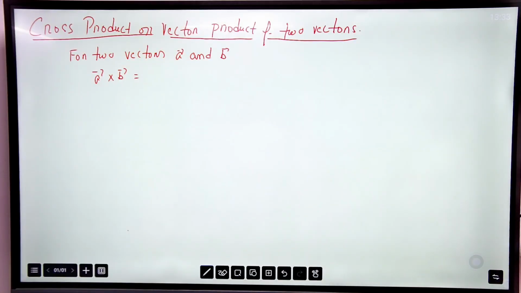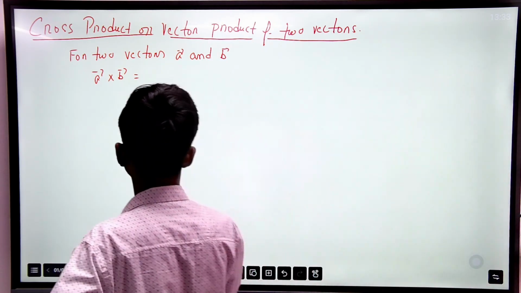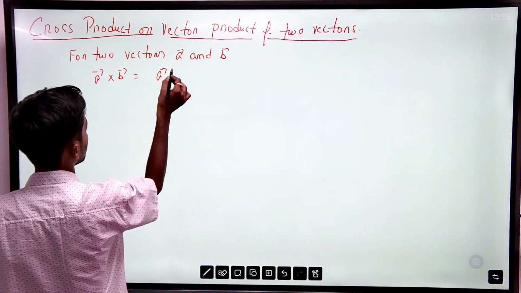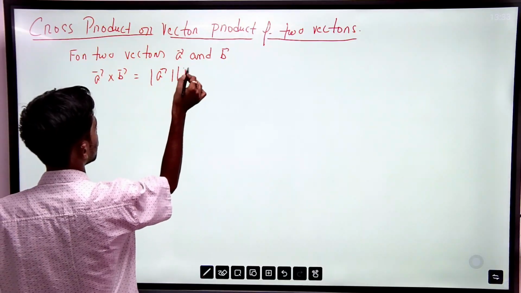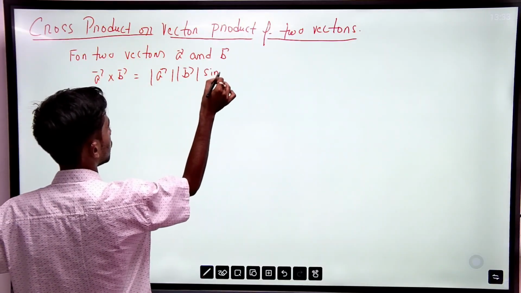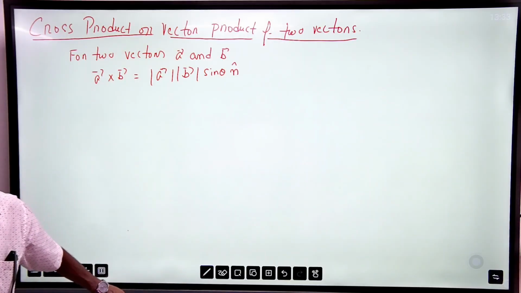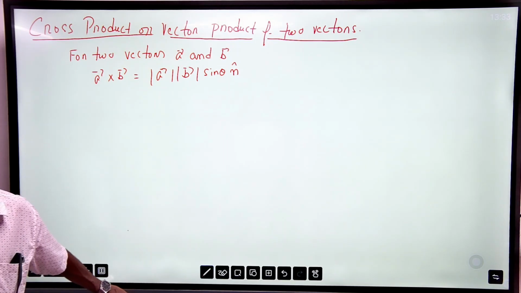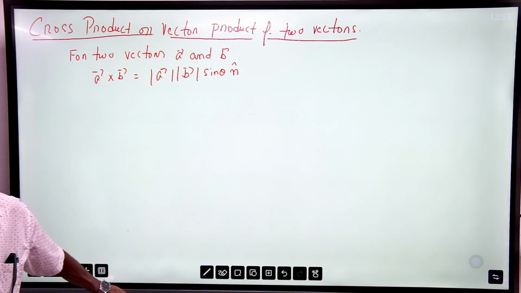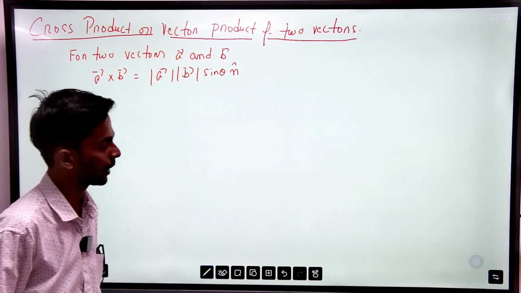The dot product of vectors is AB cos theta. Dot product was cos theta. This time it will be AB sin theta: the magnitude of A, the magnitude of B, sin theta and n cap. Now why n cap? Because this is a vector. As I already told you, this is a vector product, so there should be some direction. So n cap will denote the direction of the vector. Right? So this will be sin theta n cap.